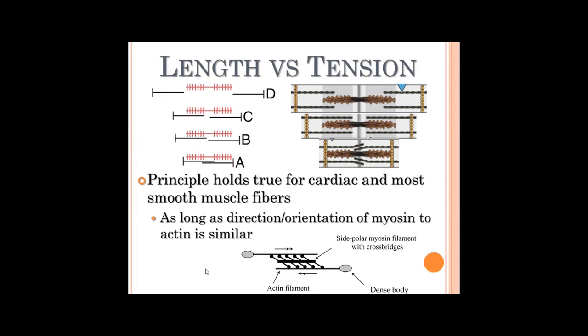Now, the advantage there is that the smooth muscle, for example, smooth muscle in the bladder, allows the muscle to maintain constant tension under varying degrees of volume.